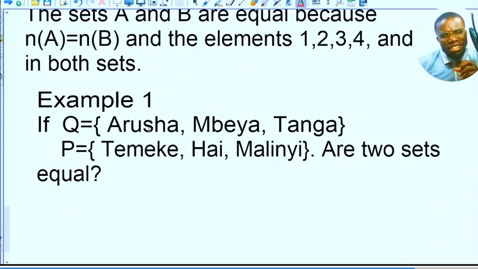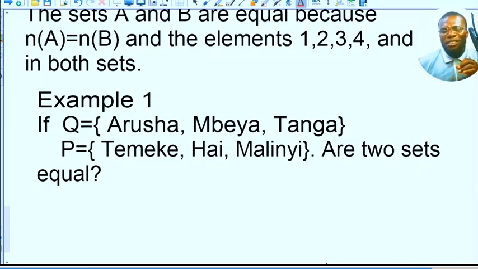Now let's see here. This is Arusha, Mbeya, and Tanga, but quite different from those elements in set P, which are Temeke, Hai, and Malinyi. Therefore, we can say these elements are not alike. If that is the case, one condition is not satisfied. Finally, we can say set Q is not equal to set P. So these are not equal sets. They are unequal sets. Yes.